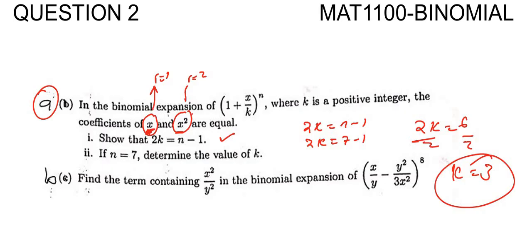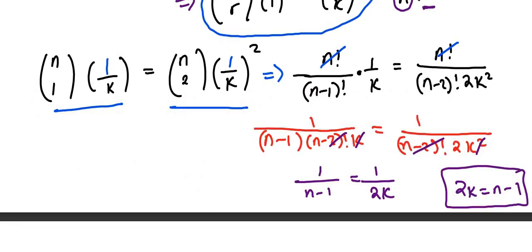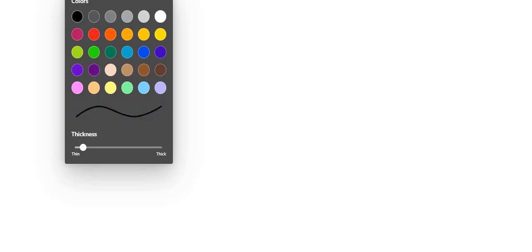Yeah, the last one here, this is actually B. For B, they are saying find the term containing x squared over y squared in the binomial expansion of this. This is a little bit interesting because we're used to finding the term independent of x, or just dealing with one variable, right? Here they gave us two variables, x squared over y squared.